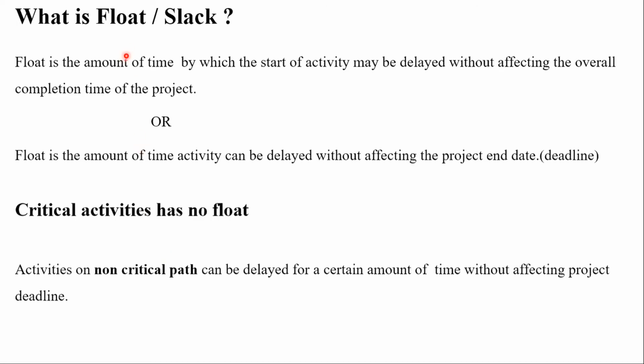So what is float or slack? We'll start with the definition. Float is the amount of time in which an activity can be delayed without affecting the project deadline, or affecting the project end date. You can also define float as the amount of time by which an activity can start and that activity may be delayed without affecting the overall project completion time.